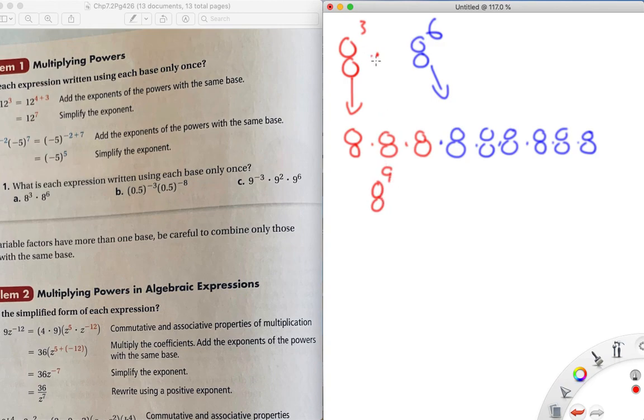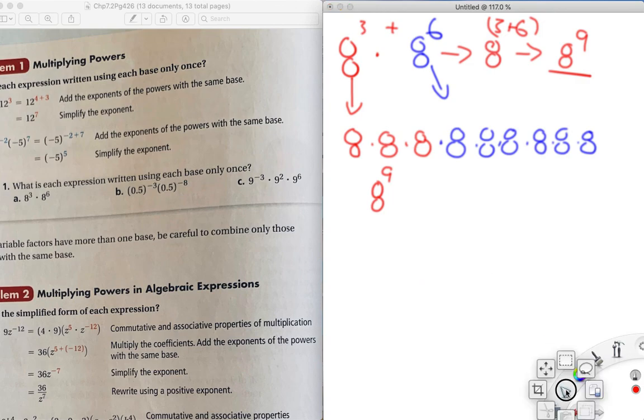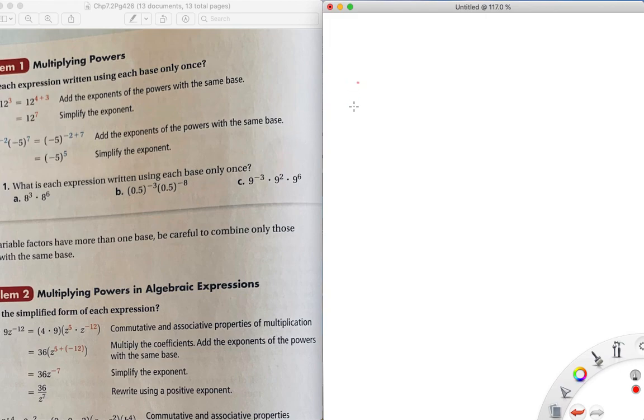So what did I do? If you look at the exponents, I have a 3 and a 6. I could just add these up. So it would be 8 to the 3 plus 6. That would give me 8 to the 9th. I just add the exponents. This only works when the bases are the same. I repeat, this only works when the bases are the same. If the bases are different, you cannot add their exponents.